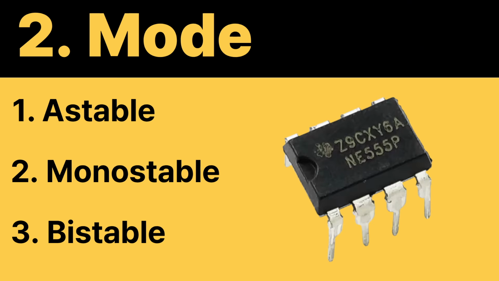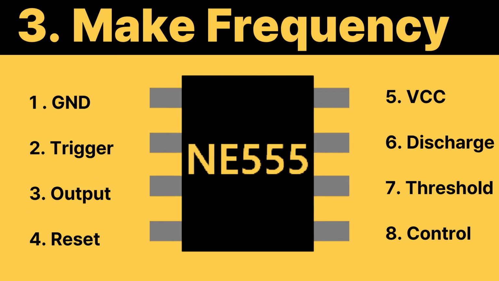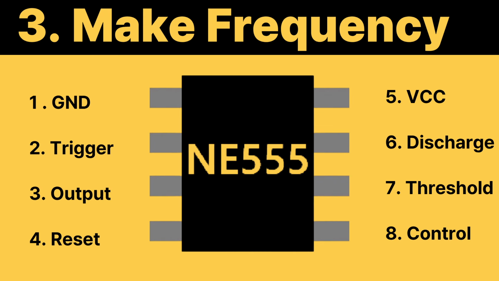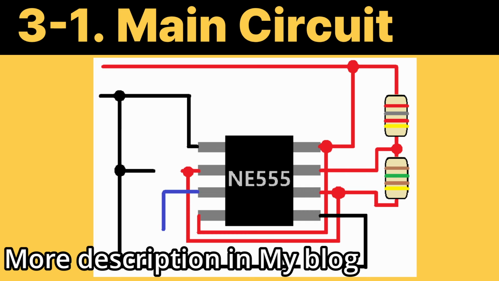Among the three modes, the one we will use this time is the astable mode. The discharge, threshold, and trigger pins are mainly used to create high-frequency signals. The waveform used by the NE555 is a square wave. The frequency value can be adjusted using the RC value set at the discharge, threshold, and trigger pins. Let's try to generate a 30 kHz frequency using this IC.